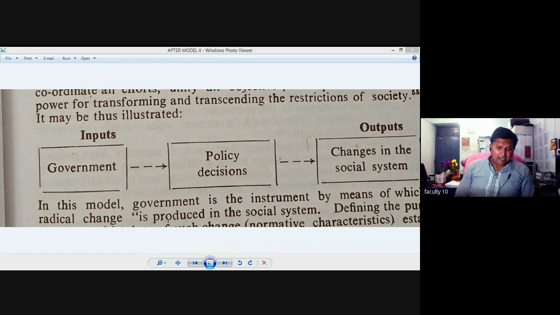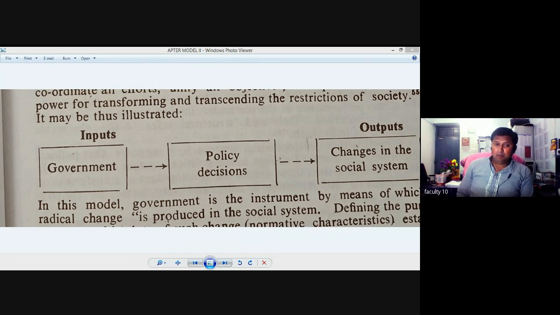Now, participation which checks the power of the elite is restricted. So here the public participation is to strengthen the ruler. Here the public participation is not to check the power of the ruler, power of the elite. Mobilization of the people towards the achievement of a certain goal is facilitated in the hope that this will provide a collective power for transforming society and transcending the restriction of the society.